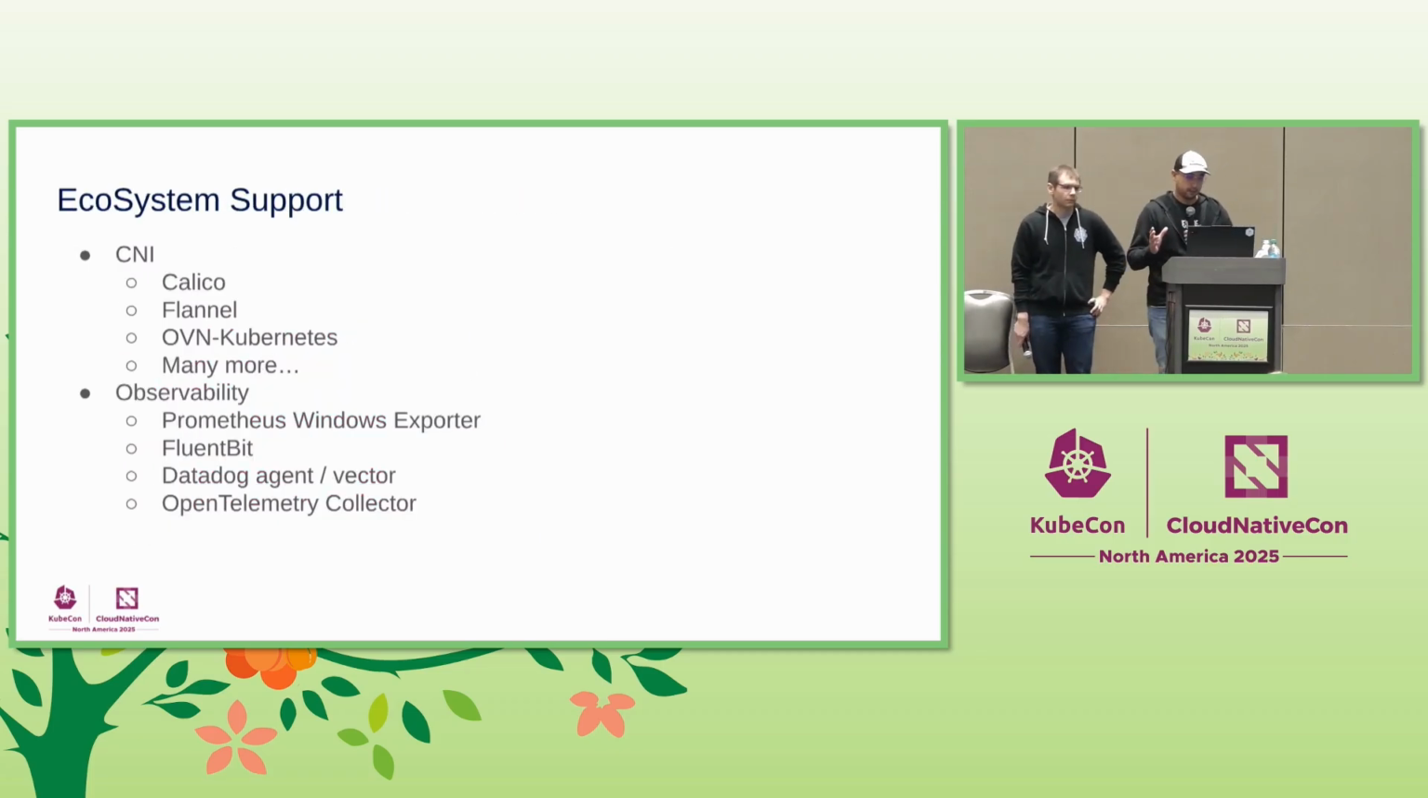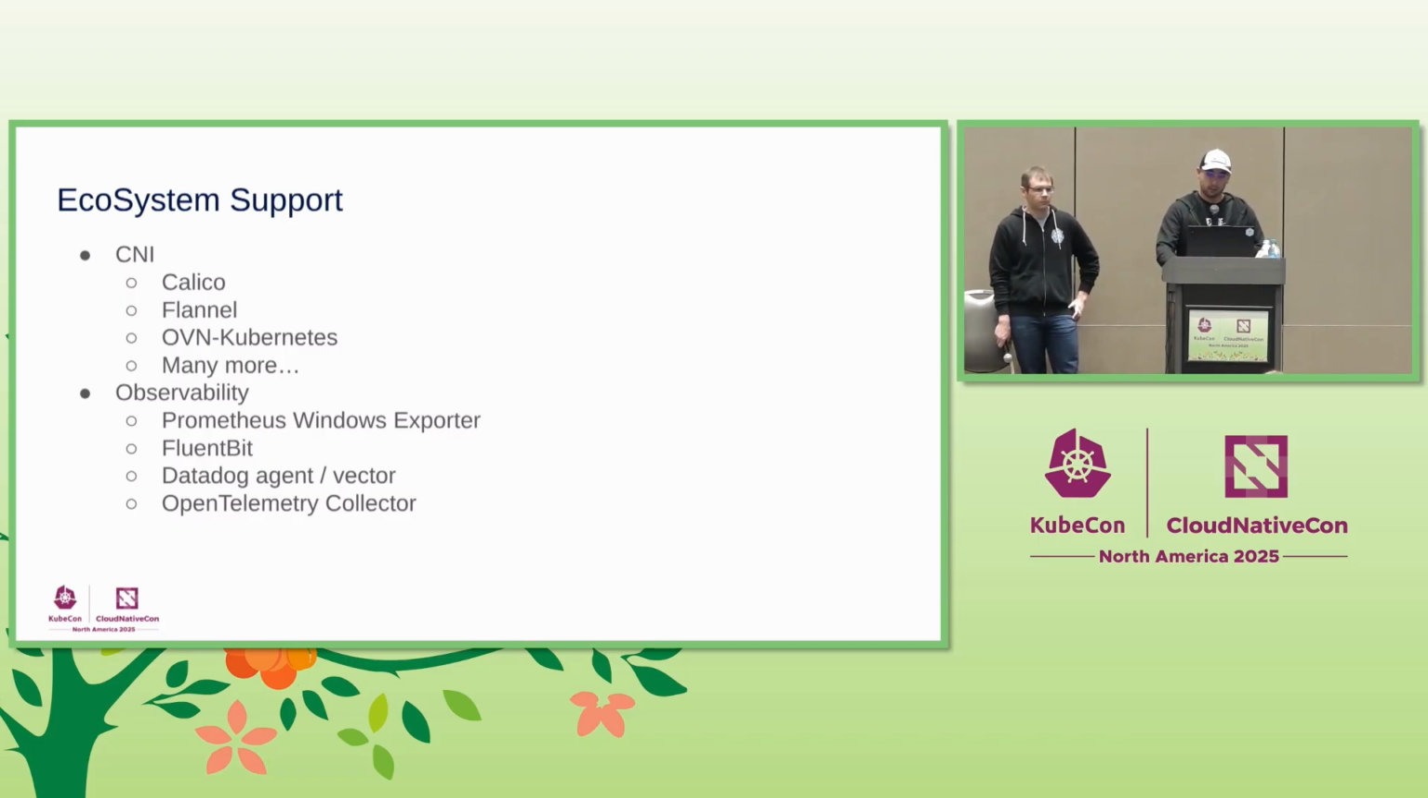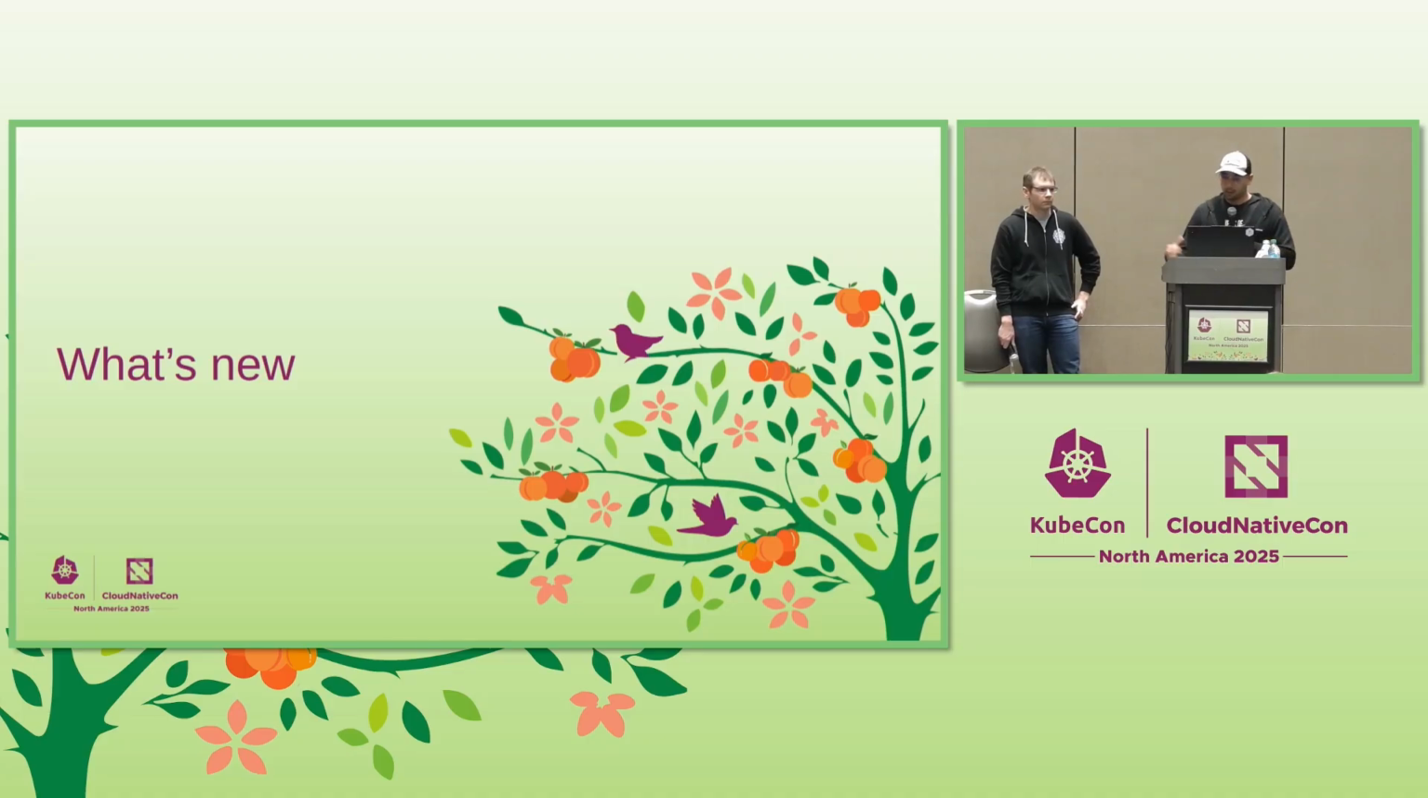As part of the ecosystem integration that provides support for Windows, there are CNI integrations for networking, Calico, OVN-Kubernetes, just to mention a few. As part of observability, we have very nice ways to extract metrics from the Windows node, just using the Prometheus integration provided by the Windows Exporter plugin. And there are also integrations with Datadog, OpenTelemetry, and so on and so forth. Now I will hand back to Mark on what's new.